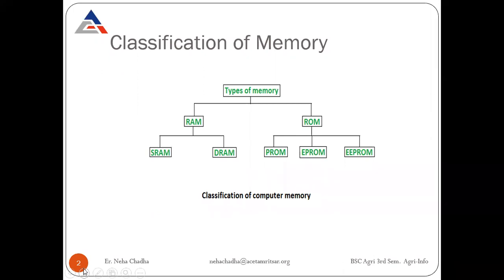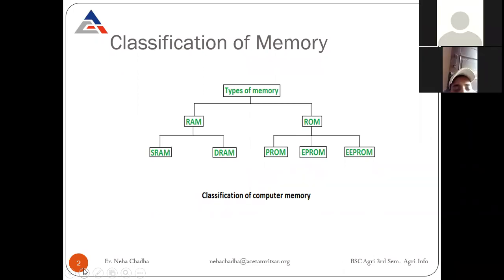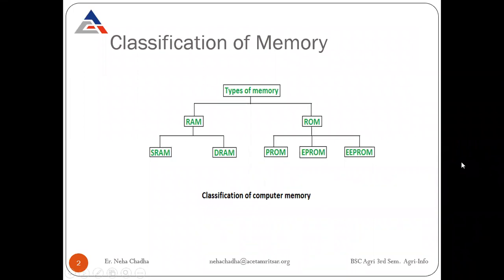PROM stands for programmable read-only memory. EPROM stands for erasable programmable read-only memory. EEPROM stands for electronically erasable programmable read-only memory. What is the difference between SRAM, DRAM, PROM, EPROM, and EEPROM?